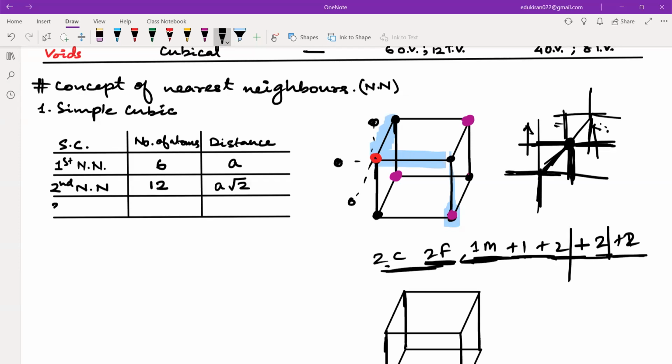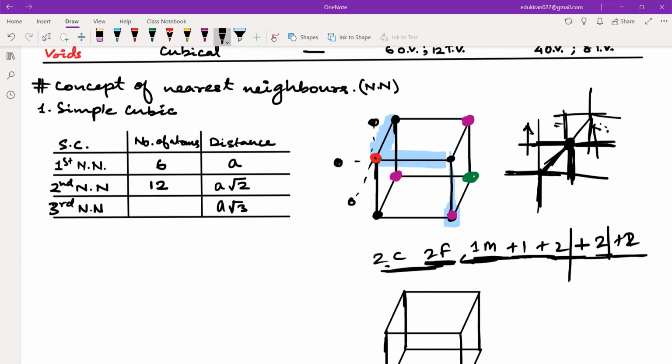You have got the second nearest neighbor, which is 12, and the distance is a√2. The third nearest neighbor, the number of atoms here we will tell later. The distance: if you go in any direction, you are going towards the body diagonal, to the atom just vertically opposite. So the next nearest will be this atom here. For the red atom, this will be the next nearest atom. The distance between these two will be a root 3. Now how many will it be touching, and how many third nearest neighbors will there be?